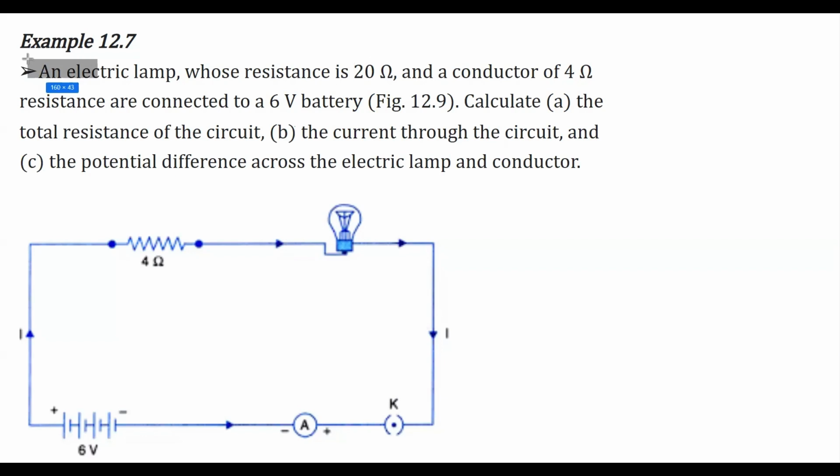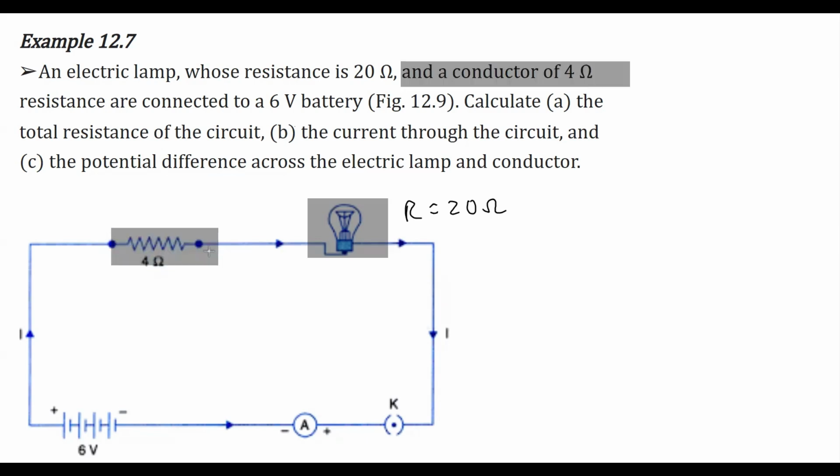In this question, this is an electric lamp. This is a lamp, and whose resistance? So the resistance of this electric lamp is given, that is R over here is given as 20 ohm. And further it says, and a conductor of 4 ohm resistance are connected to a 6-volt battery. Yes, this is a 6-volt battery. Okay, so we know V here. What else we are supposed to find out?